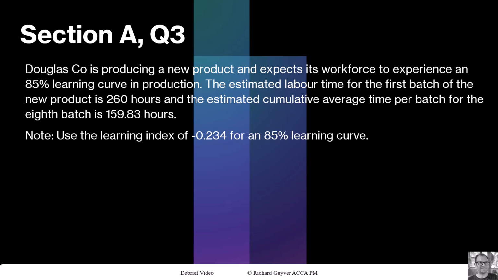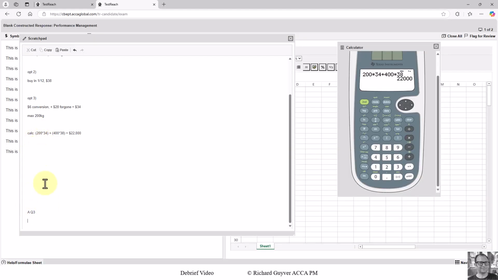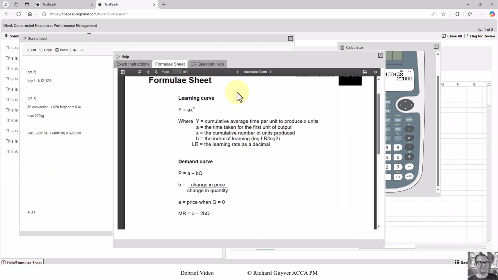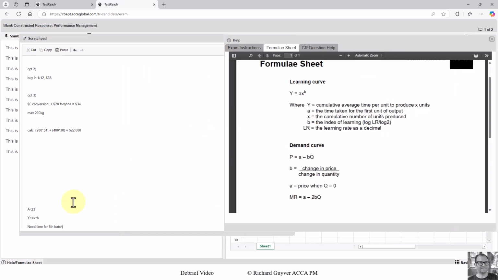And because it's a calculation, I'm going to go back to the exam platform. I always think it's good practice to leave a big gap between questions. Then if you have to go back to the scratch pad to check something, it's easier to find where each question starts and ends. Now, the learning curve is one of the few formulae you're given in the PM exam. And the learning curve equation is y equals ax to the power of b. We need the time for the 8th batch.